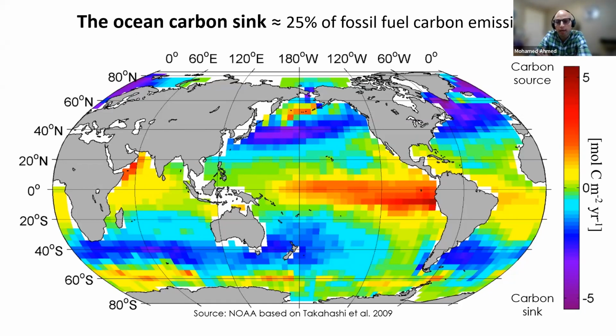And regions colored in red and yellow are acting as a source, outgassing CO2 to the atmosphere. So in the broad science, I am really trying to understand this spatial and temporal variability at regional scale, especially in the Canadian Arctic waters.